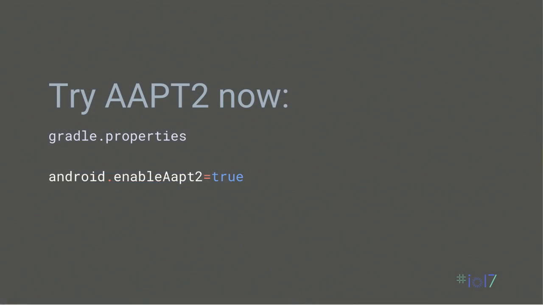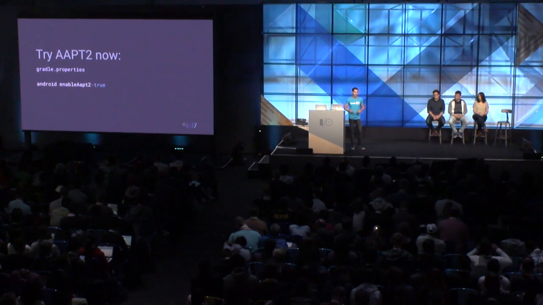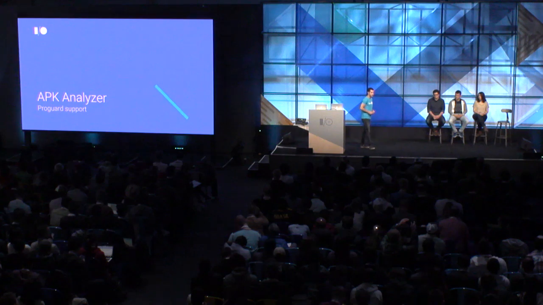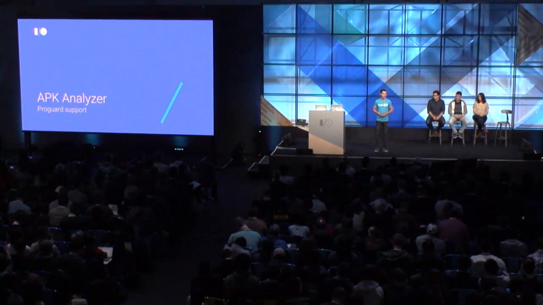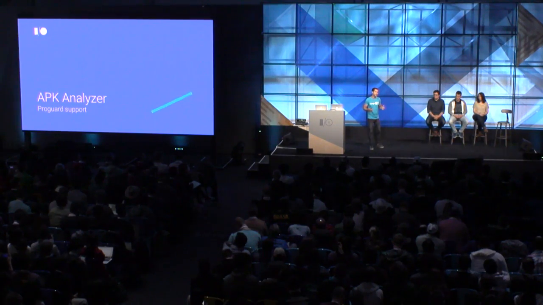So we aim to enable AAPT2 as the default in Android Studio 3.0 stable. However, you can try it now with the Canary U1 release. All you have to do is add this one line to your Gradle properties file. So I encourage you to try it and reduce the size of your APKs without doing anything. So like I said, you don't have to change a single line of code when you use AAPT2. But sometimes that's not enough.